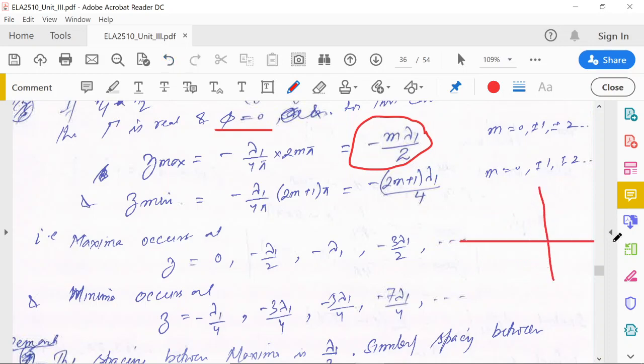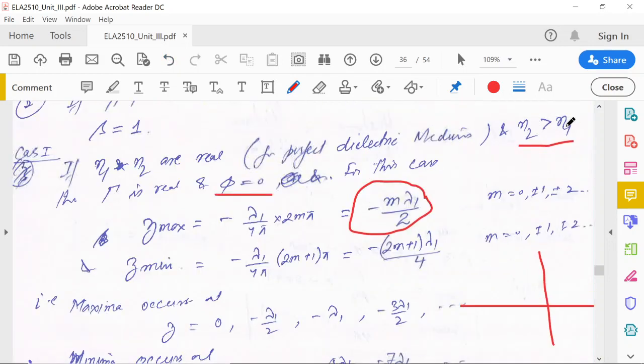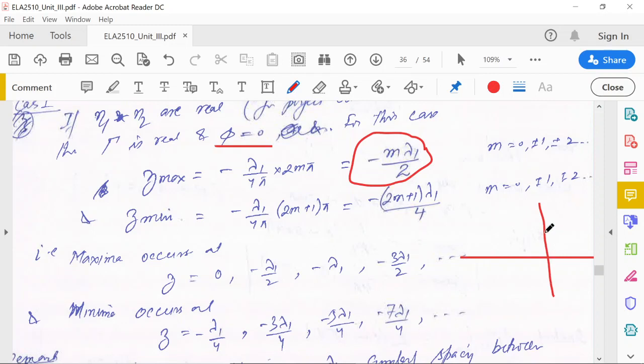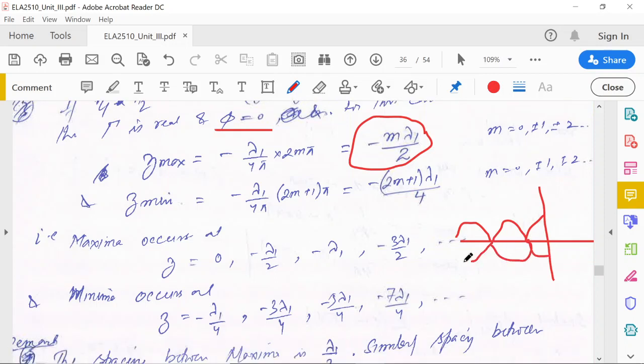In this case, when eta 2 is greater than eta 1, there will be a maximum here, and the envelope will look like a traveling wave. So the maximum will occur here at 0. Then this will be lambda by 2, and this will be minus lambda, and so on. And minima will occur at minus lambda by 4.